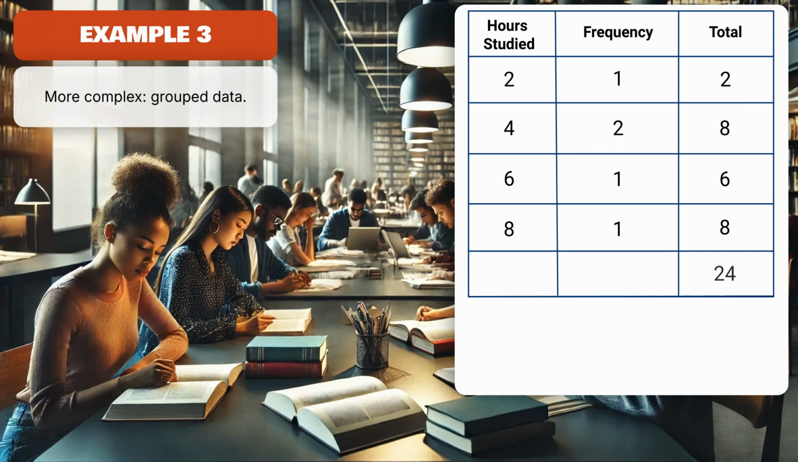This is 24. Next, we find the total number of students. The total frequency is equal to 1 plus 2 plus 1 plus 1. This is 5. Finally, the mean is equal to the total hours divided by the total frequency. Hence, the mean is equal to 24 divided by 5. This is 4.8. So the mean number of hours studied is 4.8.